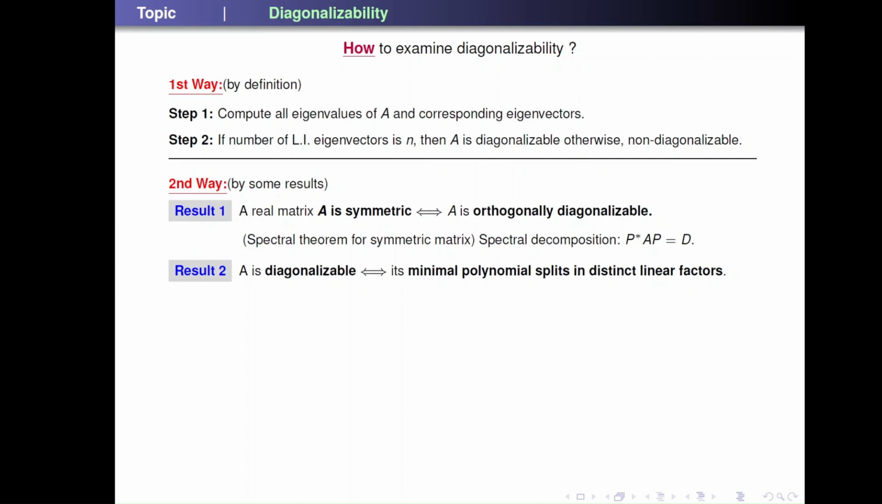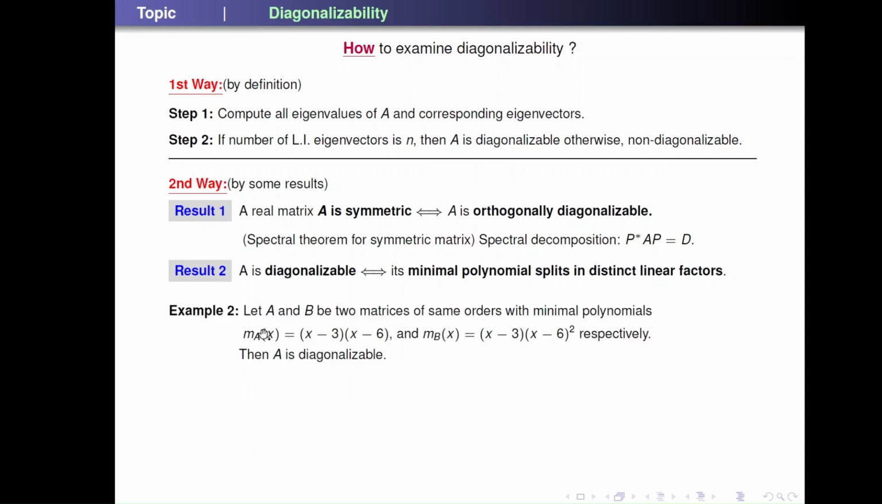Well, I'll explain one example. Suppose A and B are two matrices of the same order and we know their minimal polynomials. This is the minimal polynomial of A and this is the minimal polynomial of B. Then by looking at their minimal polynomials, we can instantly say that A is diagonalizable and B is not diagonalizable. Why is A diagonalizable? Because its minimal polynomial splits into two distinct linear factors. Then by result 2, we can say A is diagonalizable.